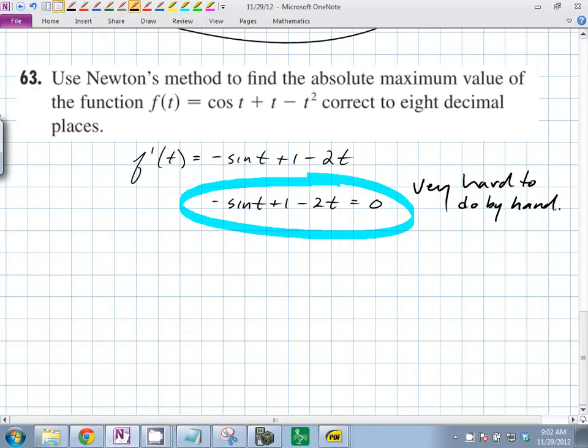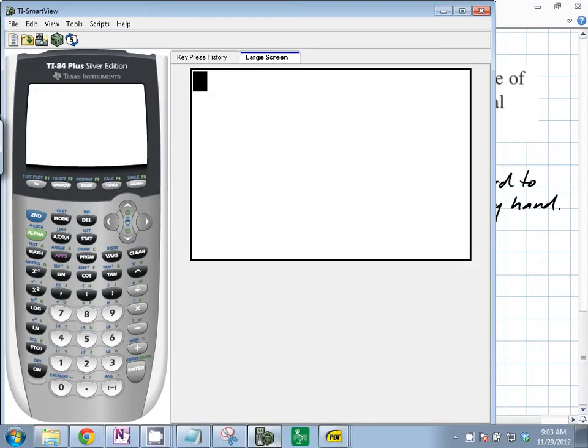What are we going to use? Calculator. Specifically, Newton's method. We're going to do what the question asks us to do, use Newton's method to find the absolute maximum value. So if we're going to use Newton's method right here, what are we going to enter in for y1 on our calculator? We're going to enter in this function right here.